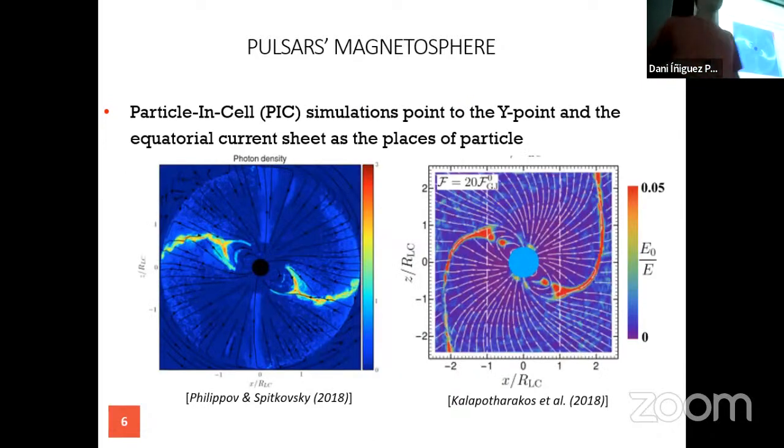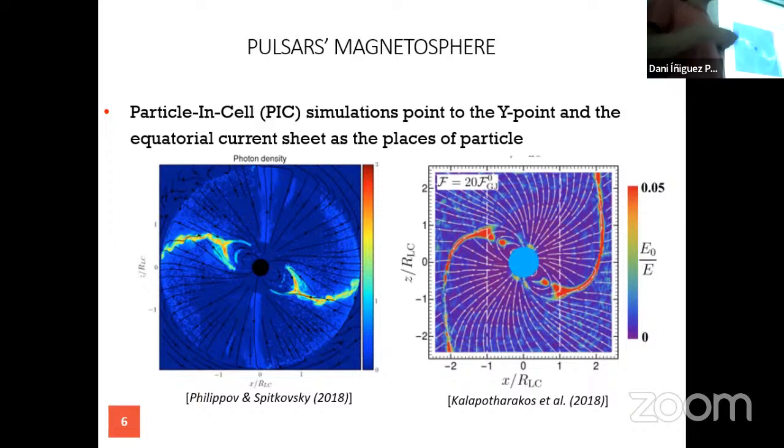And in the last few years, another candidate has gained force thanks to the development of the so-called particle-in-cell simulations. These simulations simulate the magnetized plasma as an ensemble of particles instead of as a fluid, as is done in magnetohydrodynamic simulations, which are the most commonly used magnetospheric simulations.